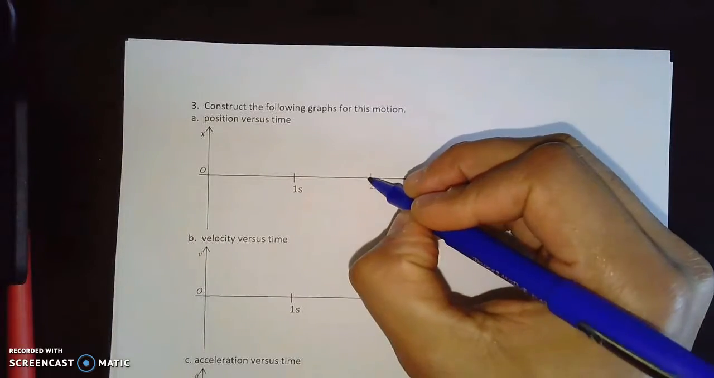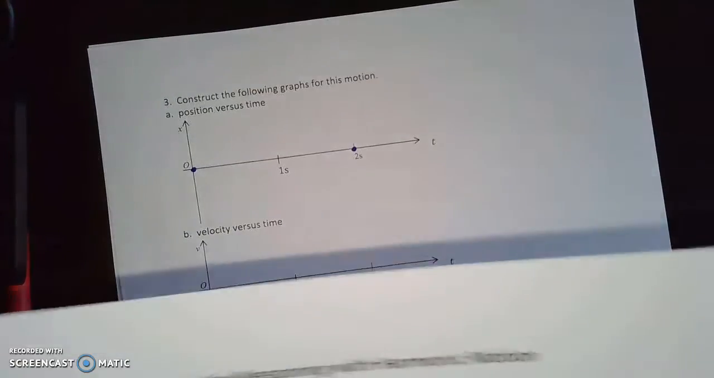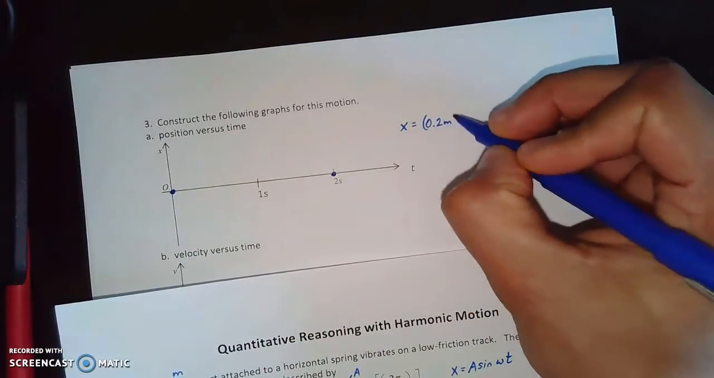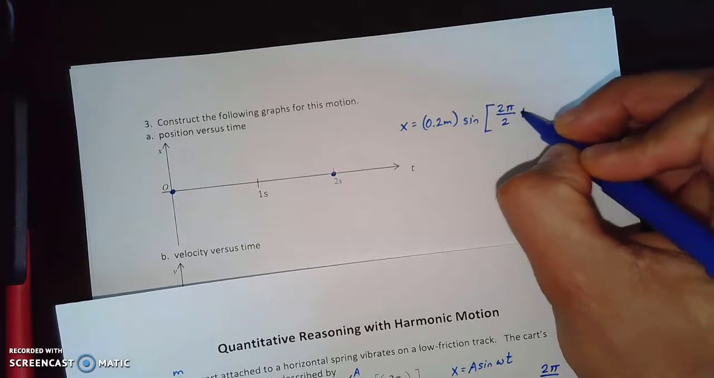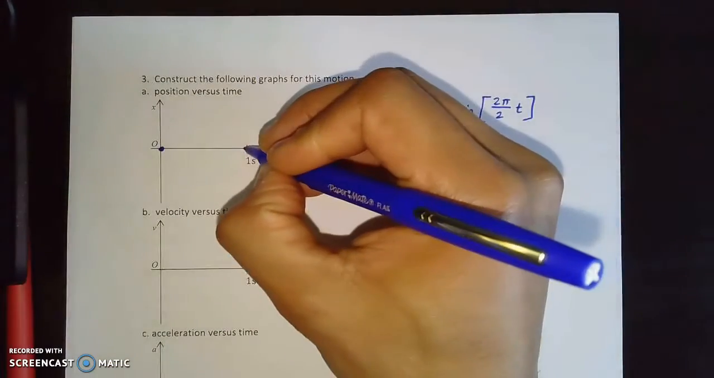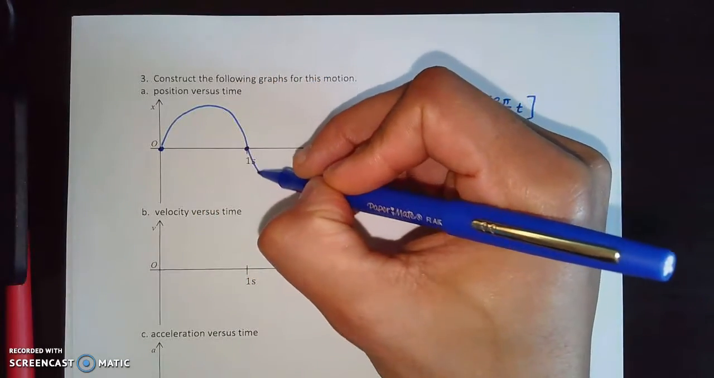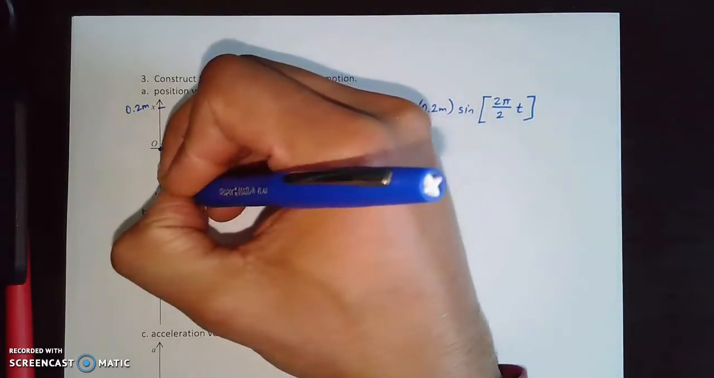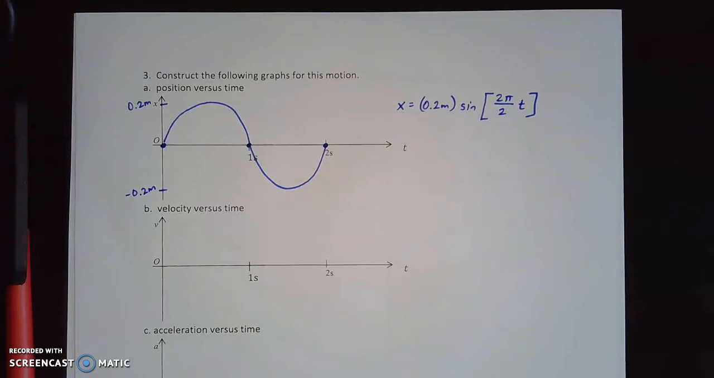And we know that the period is 2. We already stated that. And I'm going to write down my equation here just so I don't forget what it is: 0.2 meters times the sine of 2 pi over 2 times t. We already decided what each of those pieces meant. So I have a period of 2, then half my period has to occur at 1. I know my maximum is at 0.2, and negative 0.2. So then I'm set. That's a terrible graph, but that's okay.